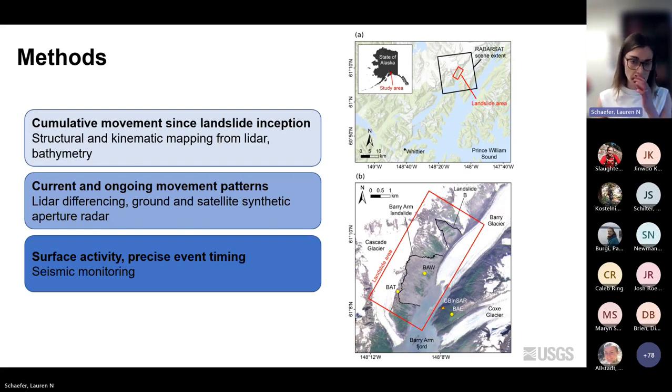The bottom is zooming in now to the landslide, and actually, speaking of other landslides, this landslide B is just up valley. We're not going to be talking about this today, but there's another one right there.